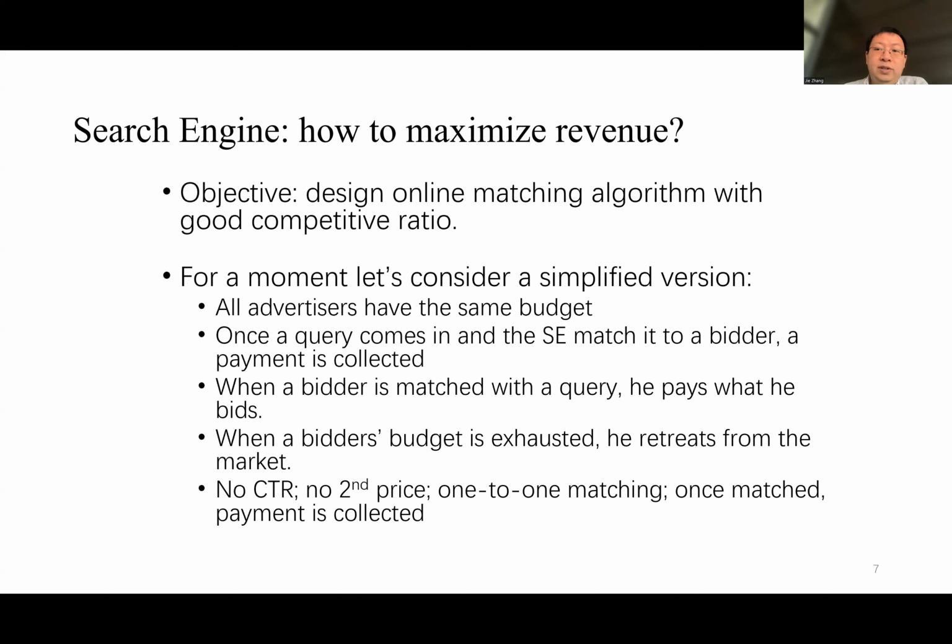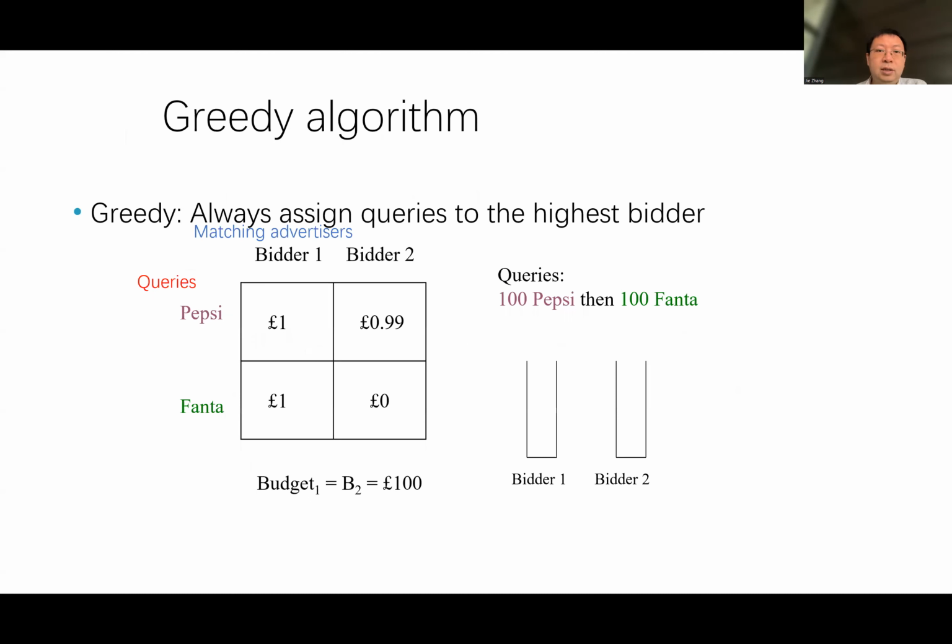Obviously, this is an oversimplified model, but this gives us a clean, very easy to work on environment. And this is how we designed some algorithms. So let's start with some heuristics. The first heuristic is to use the greedy algorithm, greedy in this way.